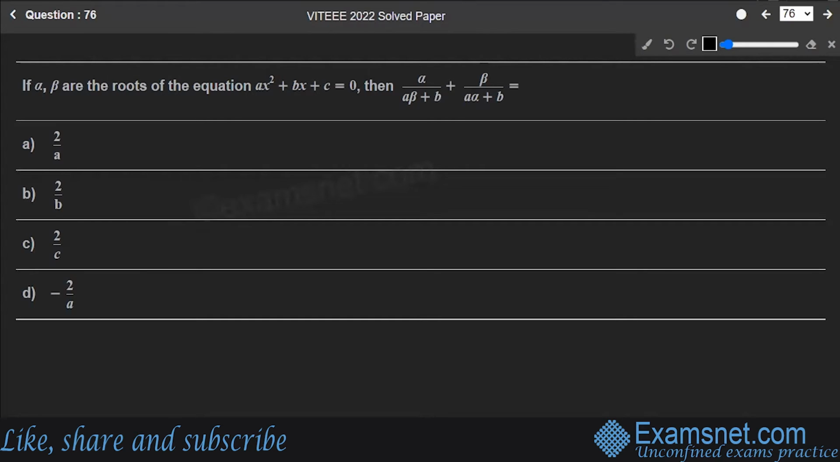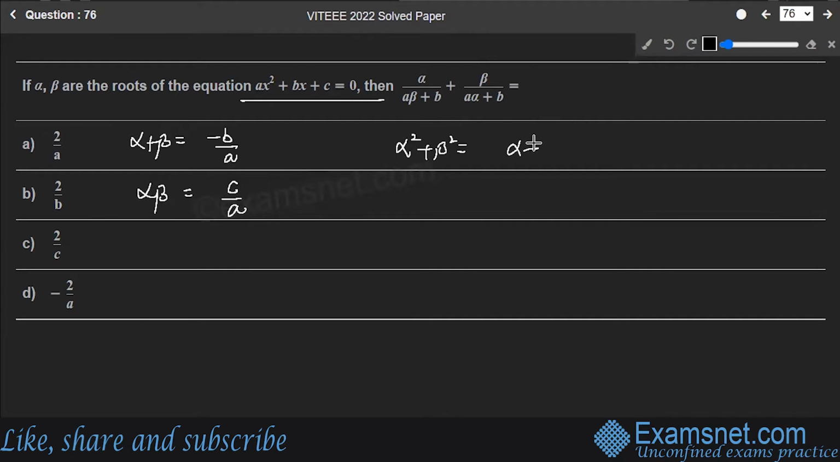Question number 76. If alpha and beta are the roots of this quadratic equation, then you have to find the value of this particular expression. Let's go. So you're given alpha and beta are the roots of this equation. You know the sum of the roots is given by minus B upon A, and the product of the roots is given by C upon A. Correct. Also, you know one thing, that alpha square plus beta square can be written as alpha plus beta whole square minus 2 into alpha beta. Or this can be written as minus B upon A whole square minus 2C upon A.